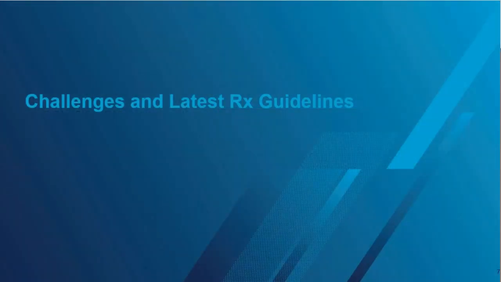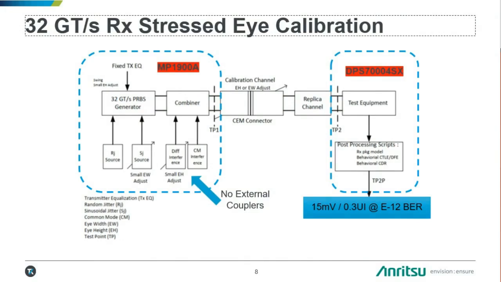Now we'll do more of a technical deep dive into receiver testing at 32 gigatransfers per second. Here is a functional block diagram for calibrating the stressed eye at 32 gigatransfers per second. On the left in the blue box, I consider this to be the source, or in this case, the BERT. I'm showing the MP1900A BERT from Anritsu. Within here, we have a PPG, or pulse pattern generator, that allows us to transmit different signals. We have control over TX equalization with pre-shoot and de-emphasis for Gen 5.